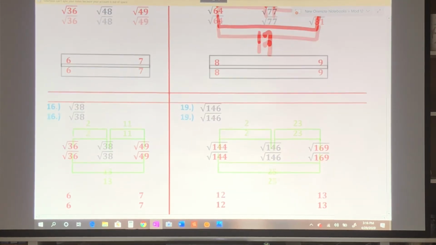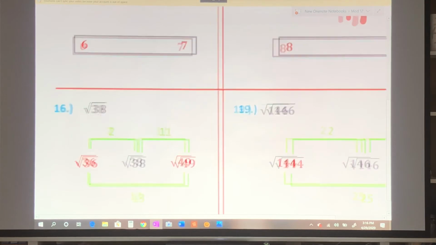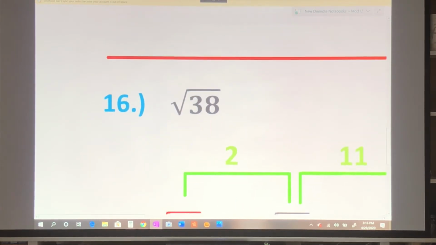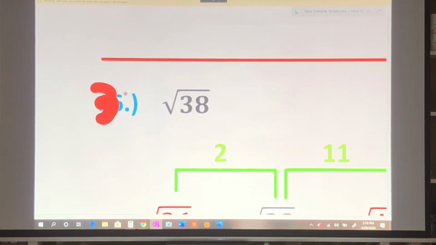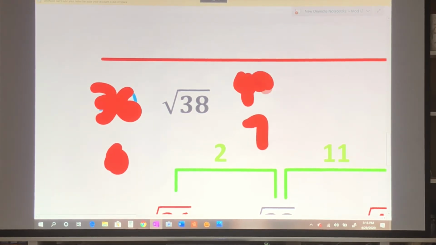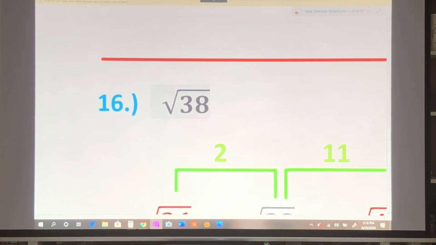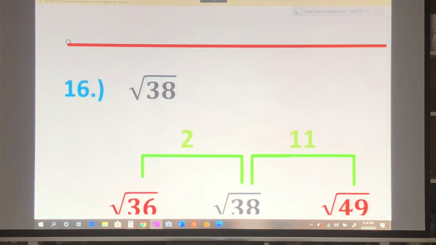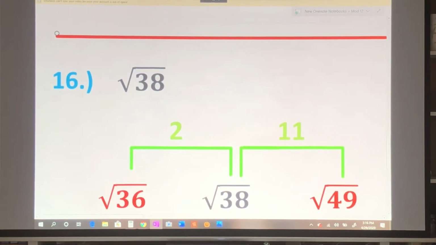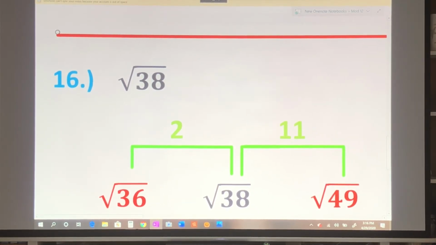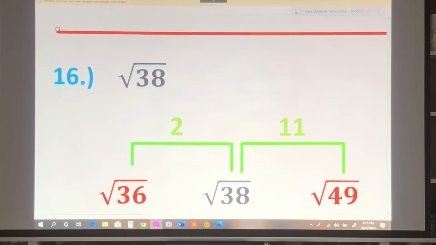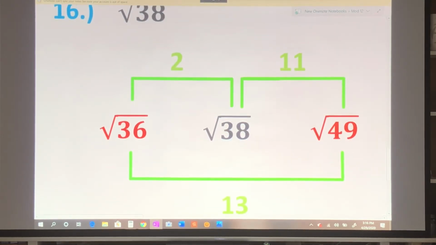Now they want to know which one it is closer to. Okay. So 38, what's right next door? Oh yeah, 36, which is 6. The next number up is 7, and that would be 49. Hey, look at that. Really, really thick ink. Okay. So 38 sits in between 49, which is 7, and 36, which is 6. I probably would have gone 6 first. Either way, you're going to end up with the same thing.